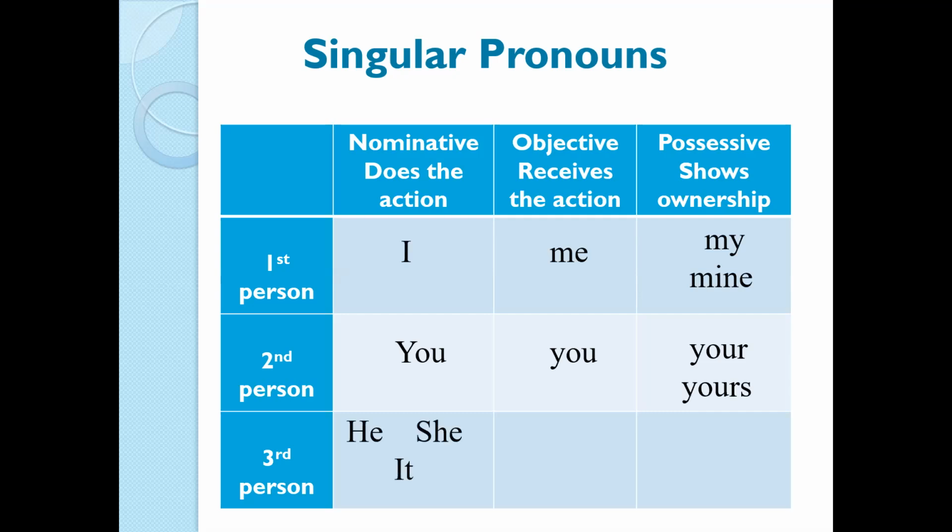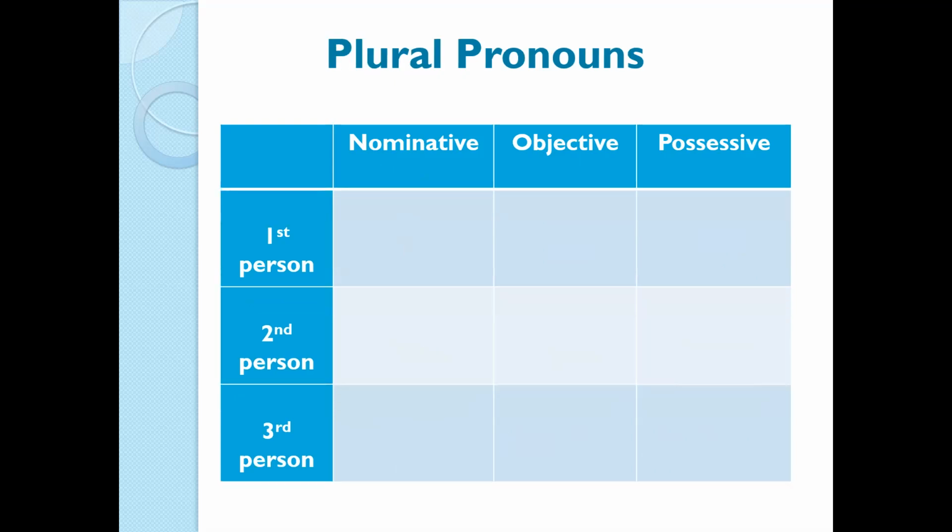Third person, he, she, and it. Each of those does the action. He called me. She walked to the store. It took a long time, okay? Objective receives it. He did something, someone does it to him. She does something, someone does it to her, and it doesn't change. Possessive, his, her, hers, and its. The dog ate its bone, its, no apostrophe. With an apostrophe, that would mean the dog ate it is bone, which wouldn't make sense, okay? That's the singular ones. Let's look at the plural ones.